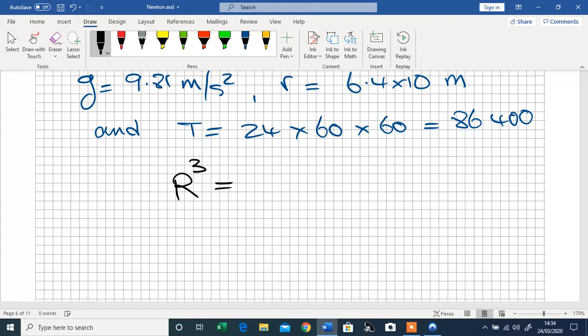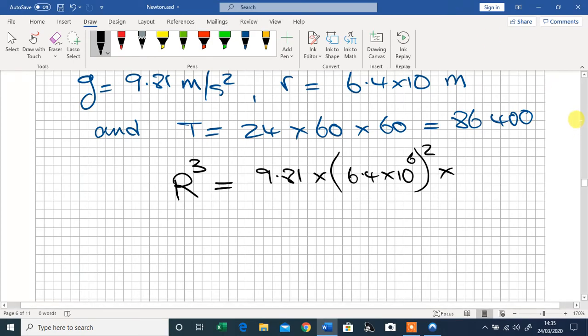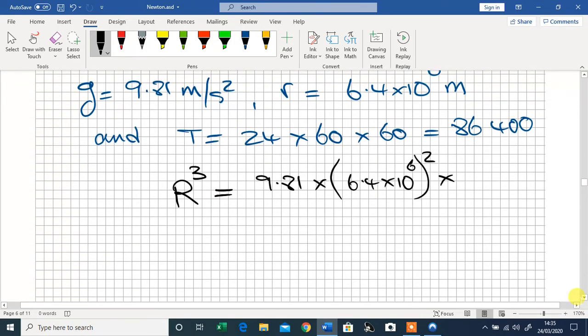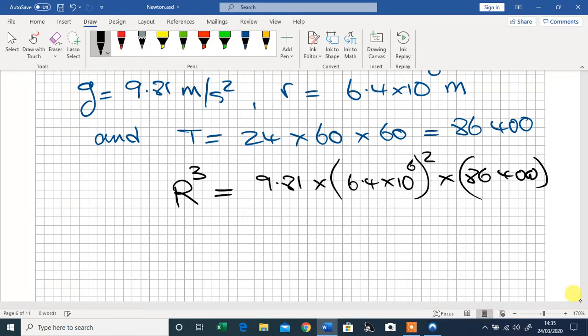So we've got R cubed is equal to 9.81 times R squared, which is 6.4 times 10 to the power 6 all squared, times T squared, 86,400 all squared, divided by 4 pi squared. Now I'll have to work this out on my calculator. So here we go.